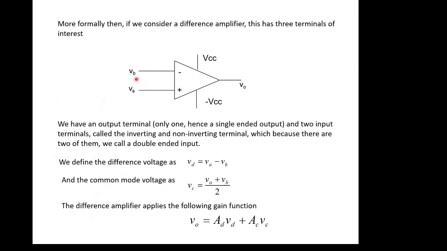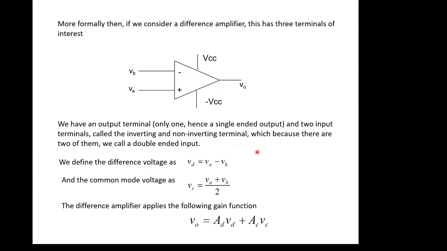Right, so the difference amplifier, which is what we've been looking at. We would have 3 terminals of interest. We've got our 2 input terminals, and an output terminal, and we've got 2 power supplies, usually a plus and a minus. We've got 1 output terminal, so we would term this a single-ended output, and you might term the input a double-ended input or a differential input.